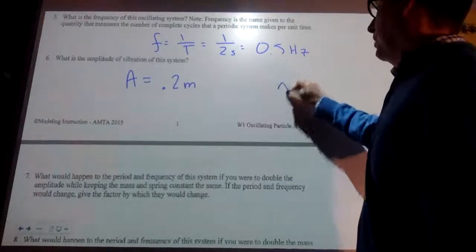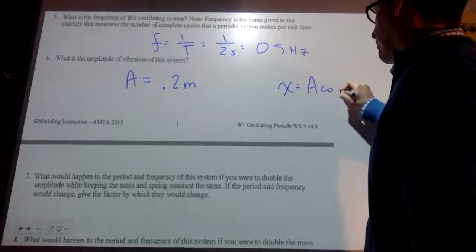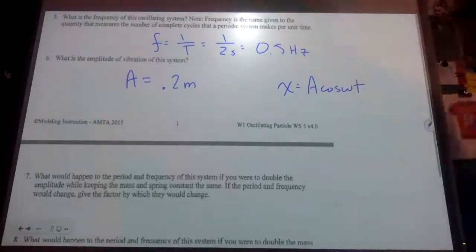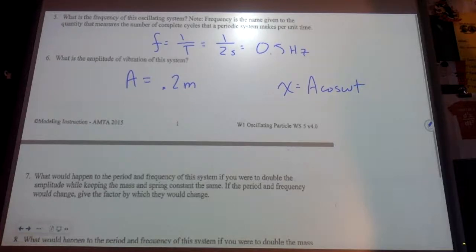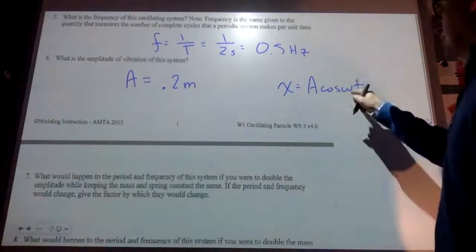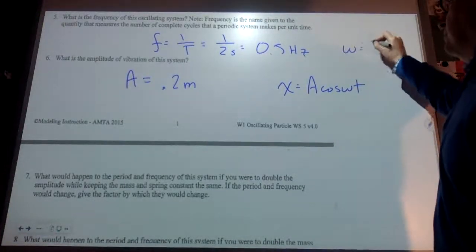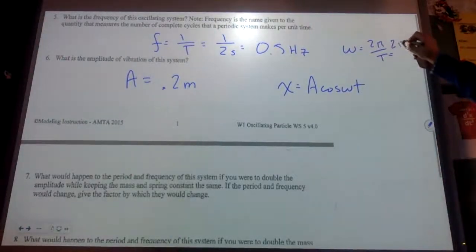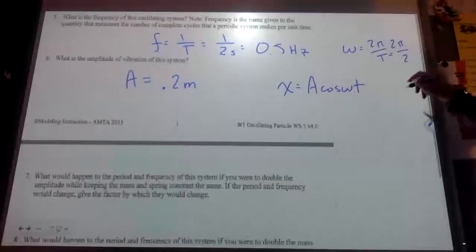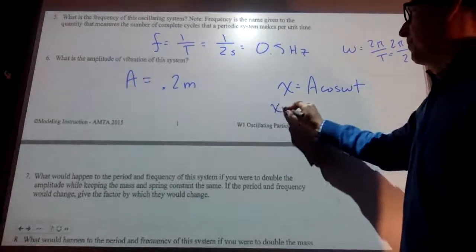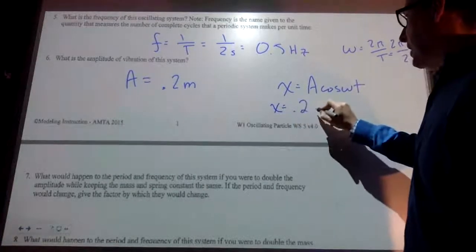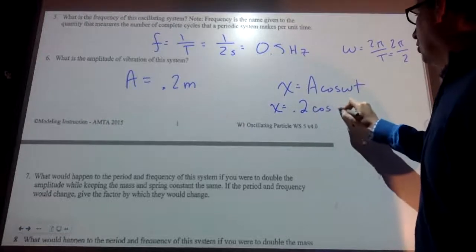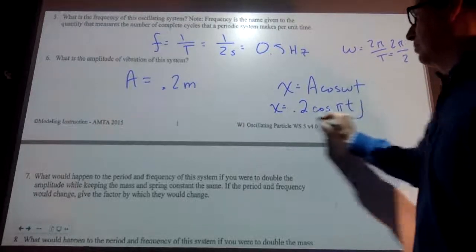So the formula for our motion, remember that our angular frequency is 2 pi over T, which, with T being 2 seconds, is pi. The formula for this would be 0.2, because that's my amplitude, cosine of pi t.